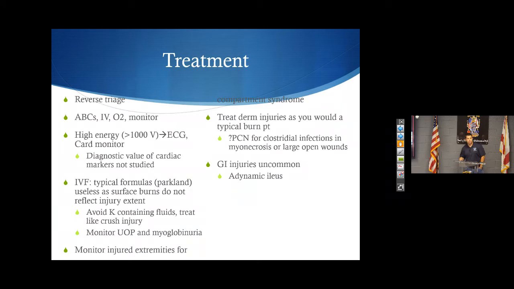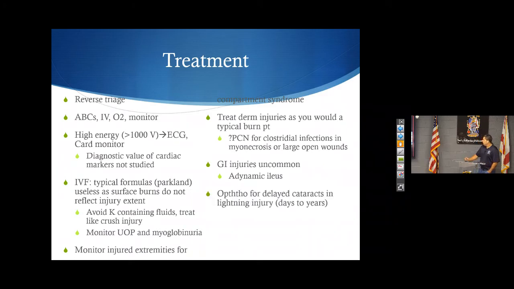Interestingly enough, GI injuries are very uncommon. Most commonly, it's just what we call an adynamic ileus. It's just the medical term for your bowels aren't working, nothing's moving forward. It's not the same as an obstruction. Not much to do about this other than just watch it with time.